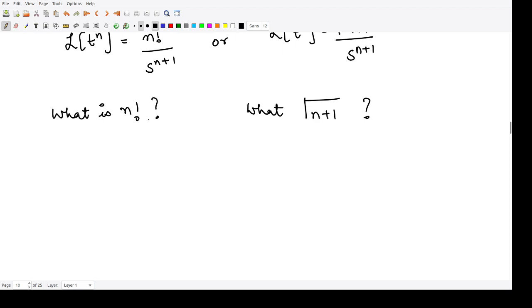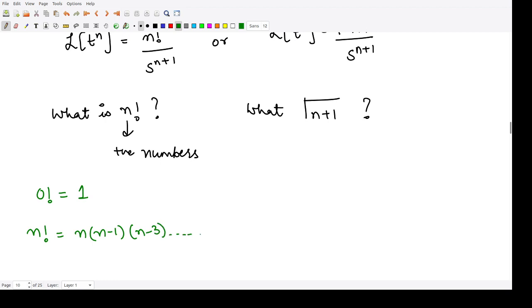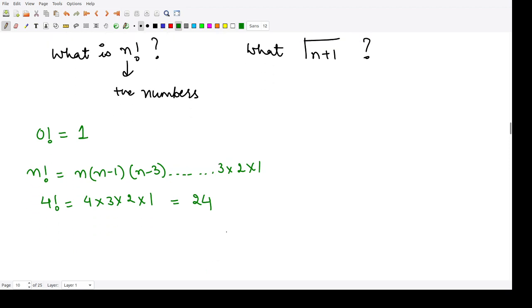This factorial is calculated for positive numbers and 0 only. So it is defined like this. We have 0 factorial, which is defined to be 1, and then n factorial is equal to n multiplied by n minus 1 multiplied by n minus 2. We keep on doing this until we reach the last digits 3 into 2 into 1. So what is 4 factorial? It would be equal to 4 multiplied by 3 multiplied by 2 multiplied by 1, so 4 multiplied by 6, that is 24. Similarly, you can calculate the factorial for any number.